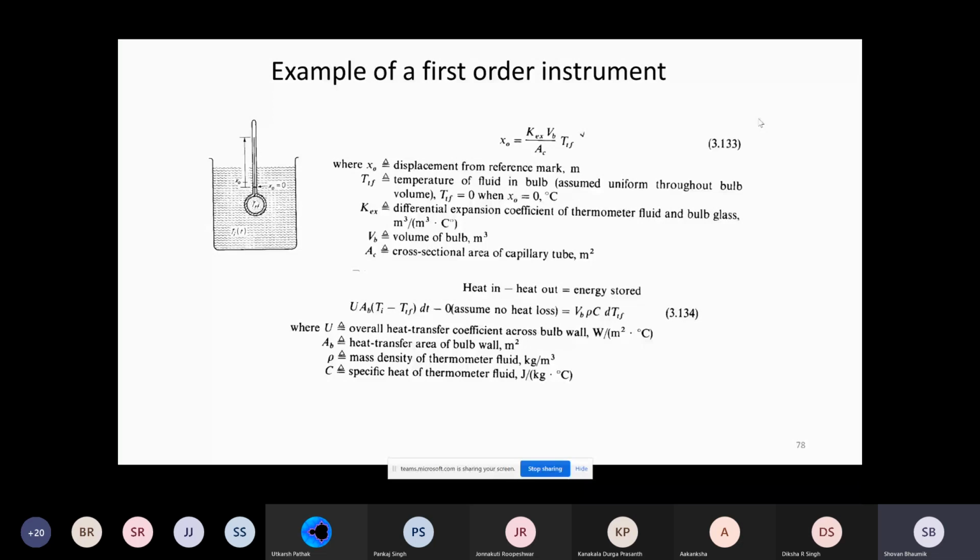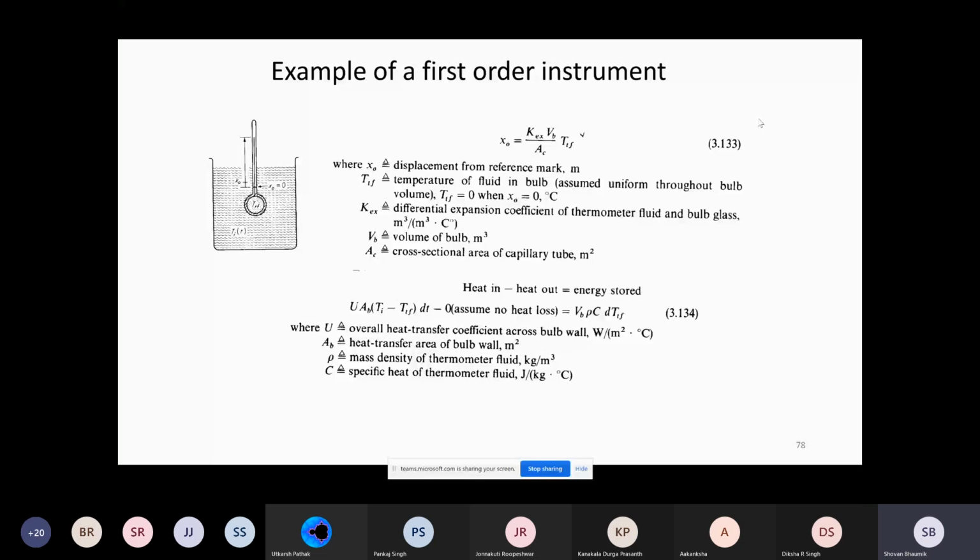Now, if we want to calculate the transfer function of it, that means the input temperature versus the output displacement x0, what we can do is use heat conservation, that means heat in minus heat out will be equal to energy stored. We assume there is no heat loss, so heat out is 0.